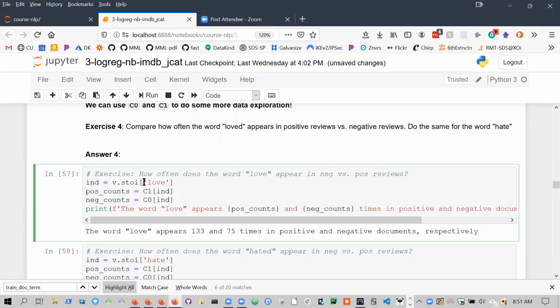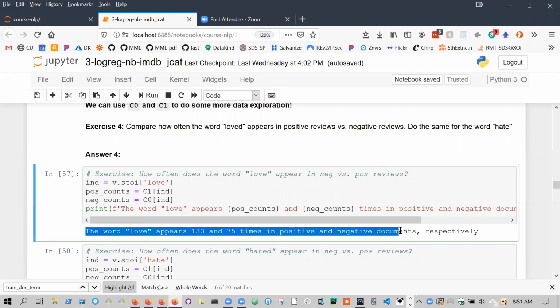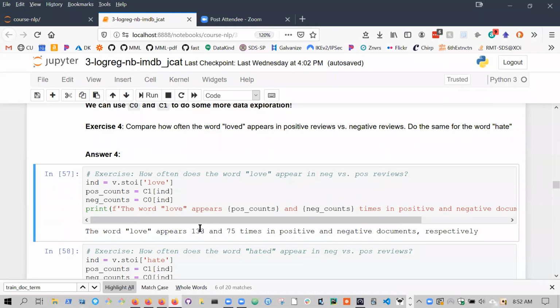So I look up the index for the word love, and then I just ask for how many times does the word love appear in positive reviews, and then I get the answer here. And I do the same thing for negative reviews, and then I find out that in all the reviews, love appears 133 times in positive documents and 75 times in negative documents, which makes sense, right? If the review is negative, you don't expect to see the word love in it that much, right? But if it's positive, you do.